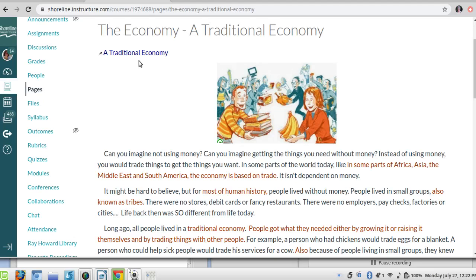So, a traditional economy, what is it? You can see in the picture, this young man wants to trade his books for bananas. That's like a traditional economy when people trade together. Let's listen to me read this, please.